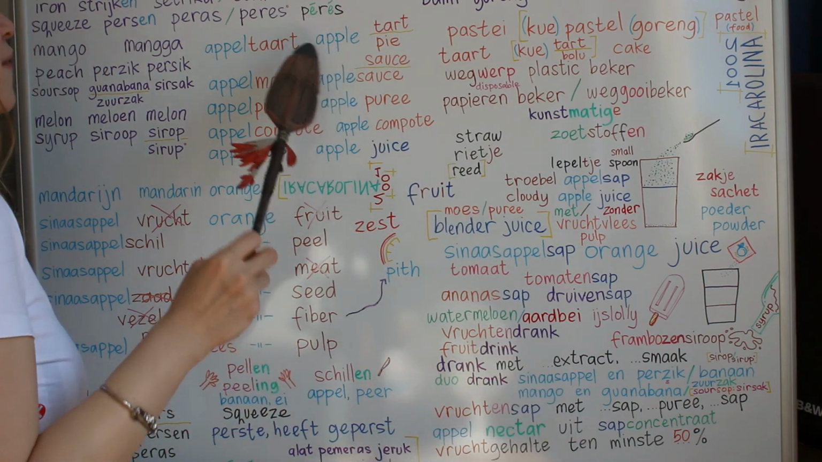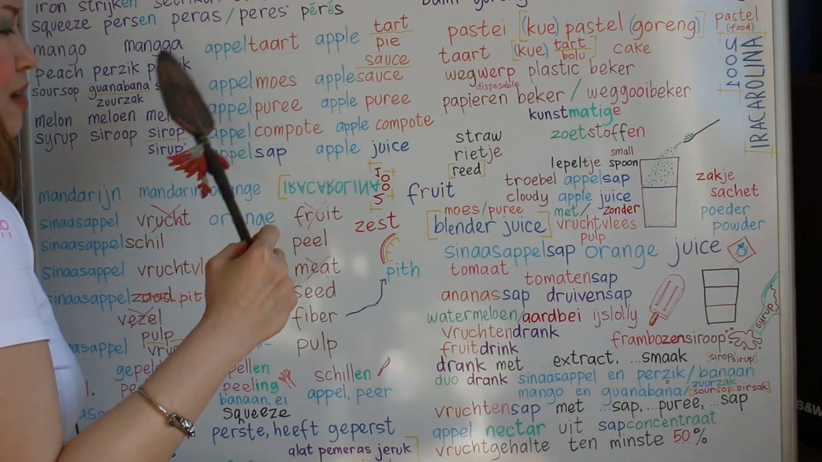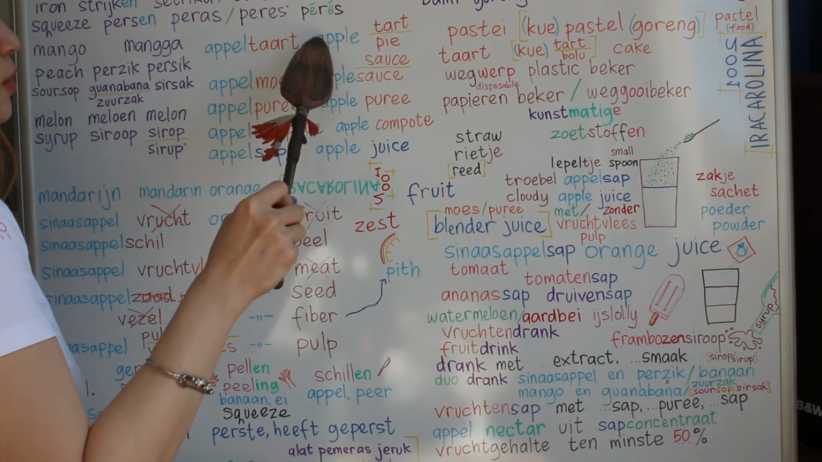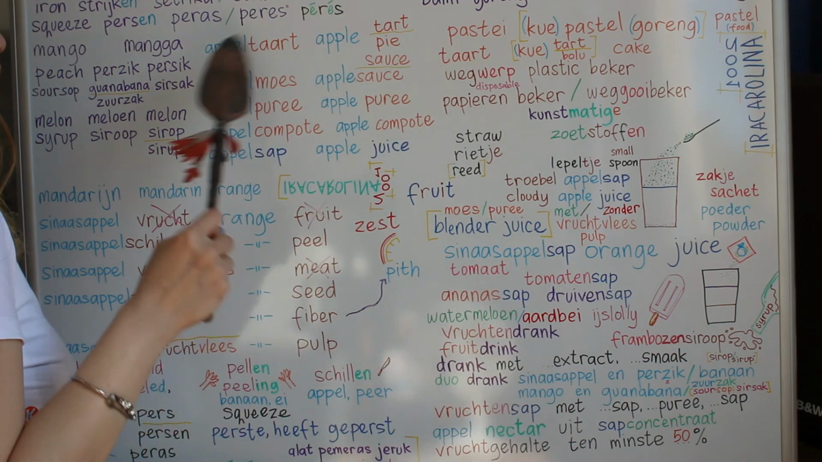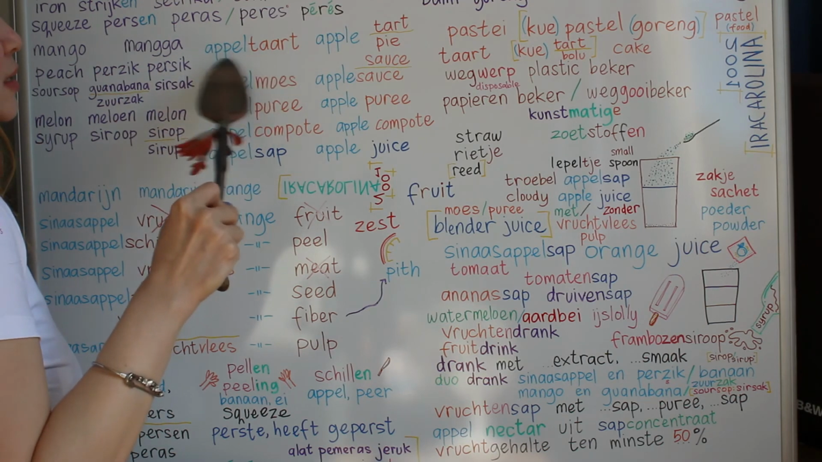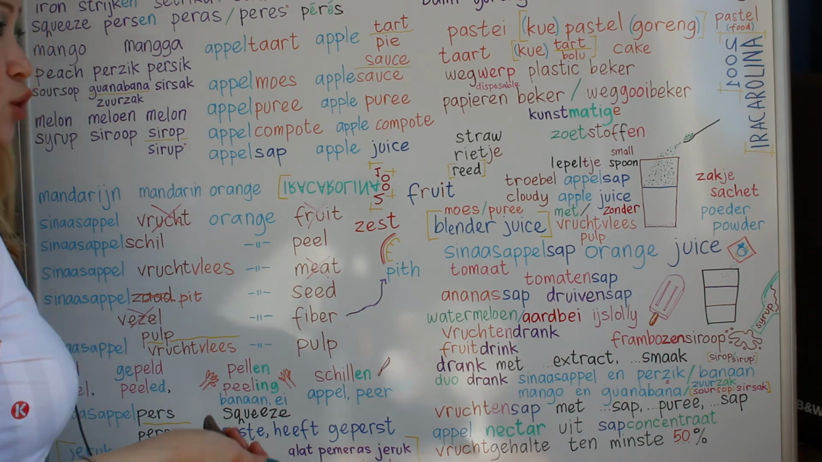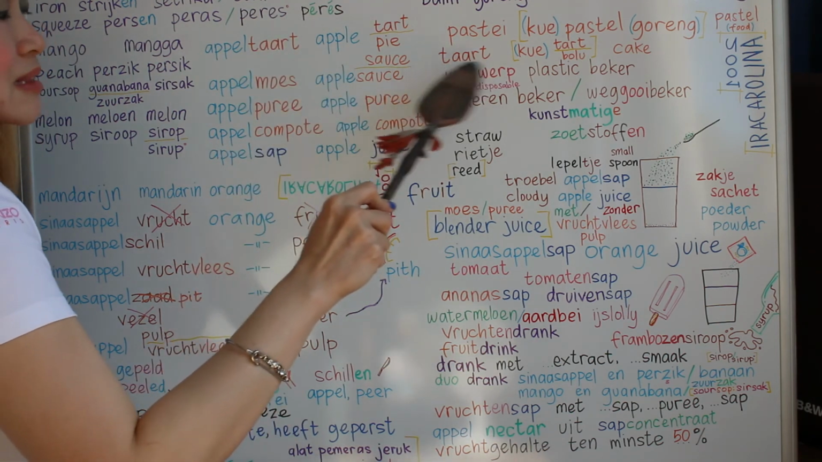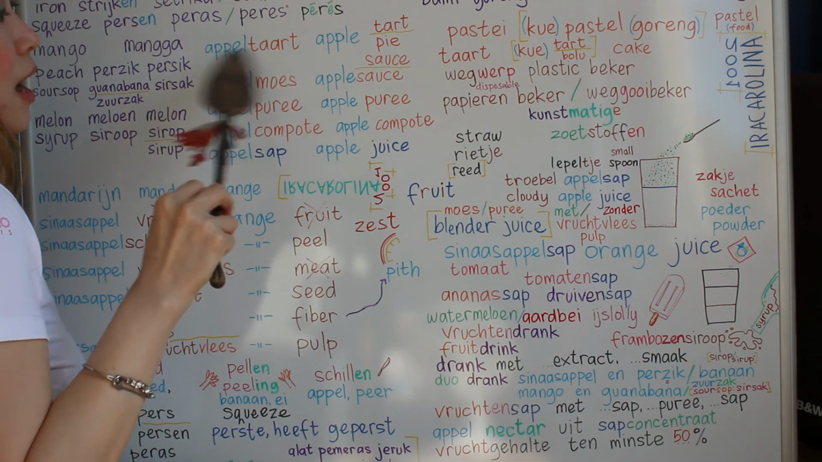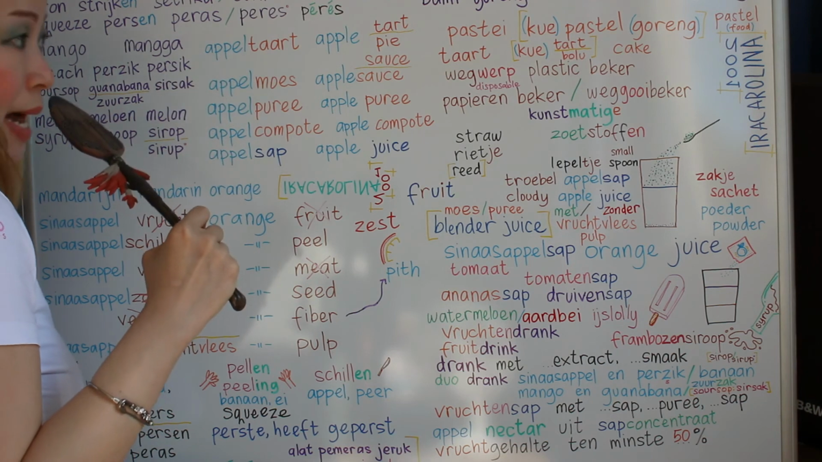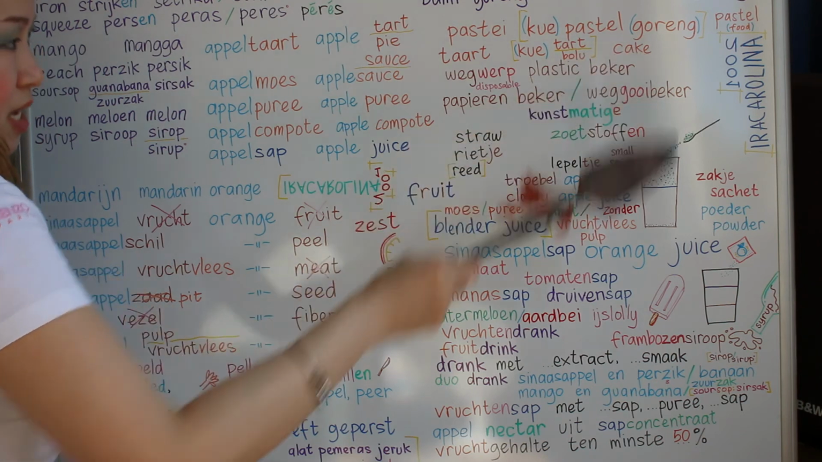And we also have apple pie in English or apple tart, but most of the time we call it apple pie. In Dutch it is appeltaart, one word for apple pie. Even though the tart itself is cake. So if you say apple tart, it means apple pie. But if you say tart, it means cake.